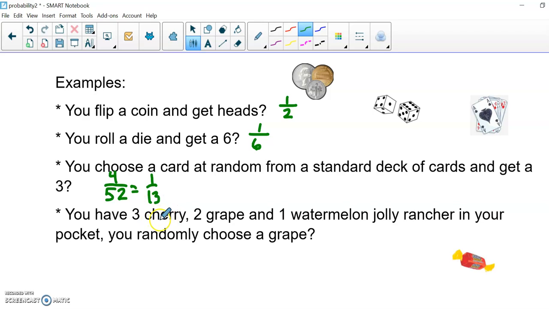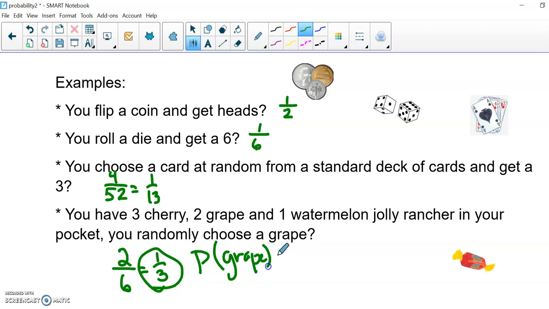You have 3 Jolly Ranchers, 2 cherry Jolly Ranchers, 2 grape, and 1 watermelon in your pocket. You randomly stick your hand in and grab one. What's the probability you're going to get a grape? So how many grape do we have? We have 2 grapes in our pocket, and we have a total of, it looks like, 6 candies in our pocket. So again, we can reduce that to 1 over 3. And that's the probability of getting a grape, and that's how you would write that. Okay.